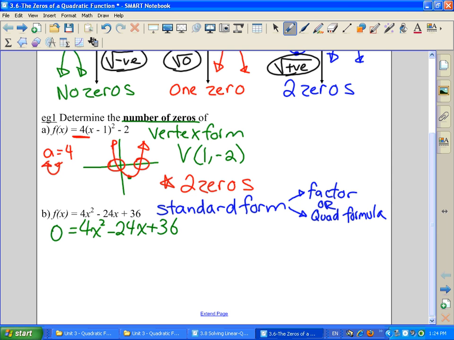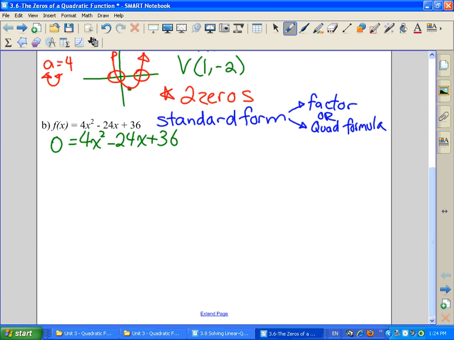Okay. And we can look to make this question easier by dividing every term by 4. So divide by 4. Okay, so we're left with 0 equals x squared minus 6x plus 9. And looking at this expression, we could factor. So I'll show you 2 cases here.